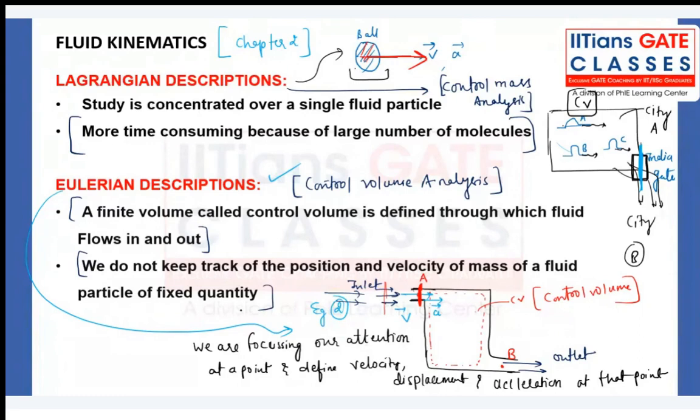Yes, definitely there will be some error in the Eulerian descriptions, but that error is compensated by the time which we are saving. The exact solution will be given by the Lagrangian description. There is no doubt about that.